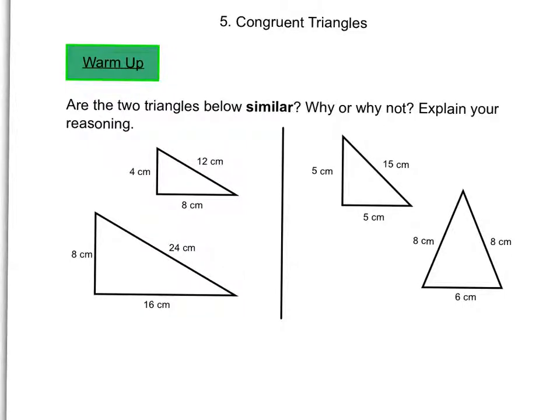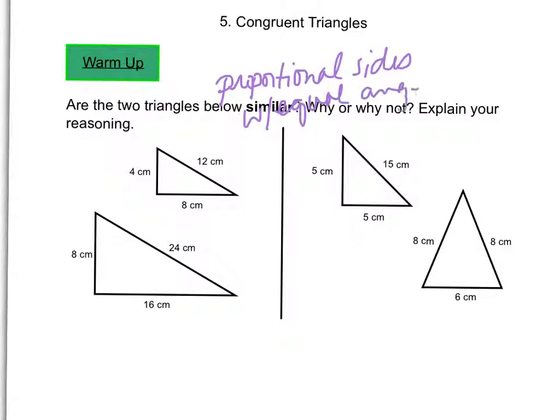Today we're going to be talking about congruent triangles. And going off of congruent triangles are similar triangles, which we've already learned about. In the past, we've talked about how triangles that are similar are proportional, and they have the same angles. So they have proportional sides with equal angles, and that's what makes triangles similar.